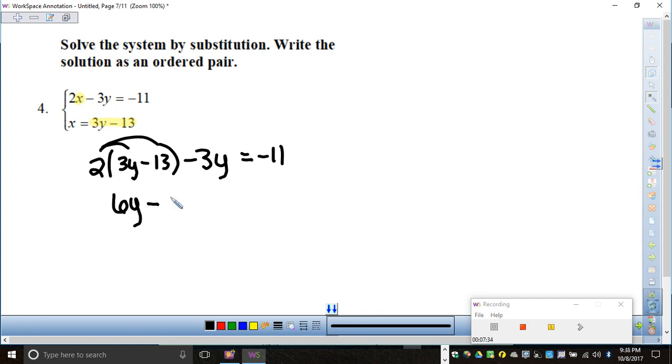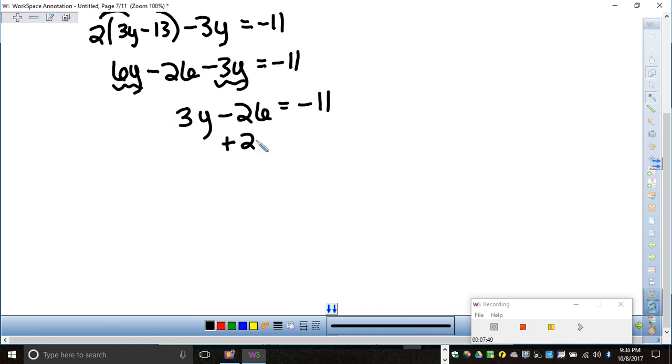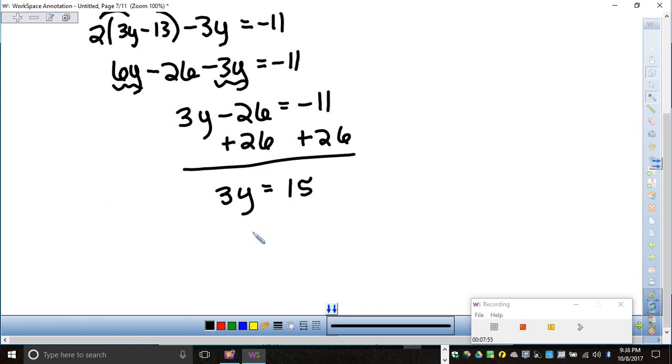So we'll go ahead and distribute the 2. Combine like terms, so 6y minus 3y is 3y. Don't forget about negative 26. And we'll keep solving, add 26 to both sides. And divide both sides by 3. We get y is 5.